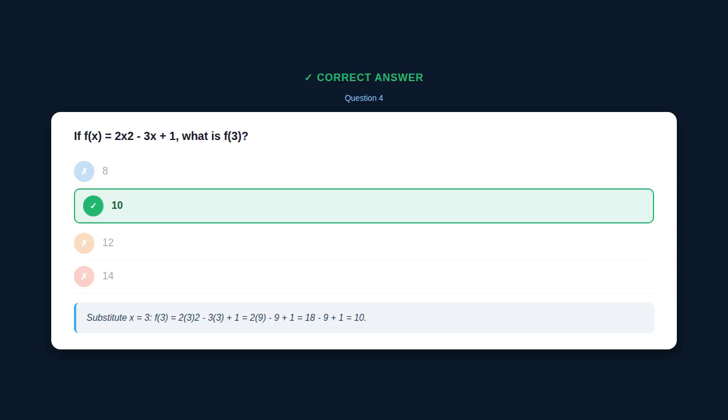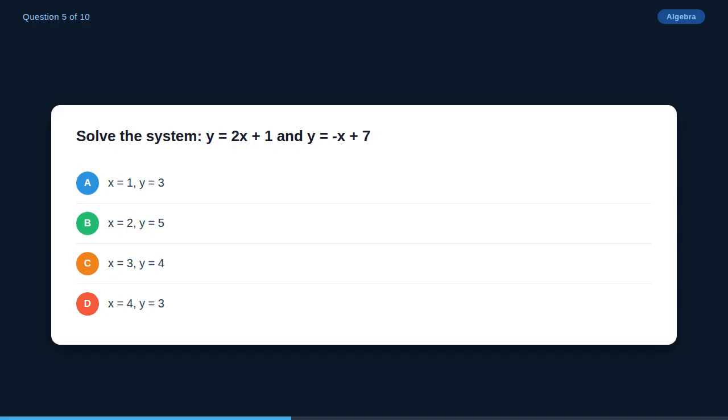Question 5 of 10. Solve the system: y = 2x + 1 and y = x + 7. Option A, x = 1, y = 3. Option B, x = 2, y = 5. Option C, x = 3, y = 4. Option D, x = 4, y = 3. Take a moment. The correct answer is B, x = 2, y = 5.